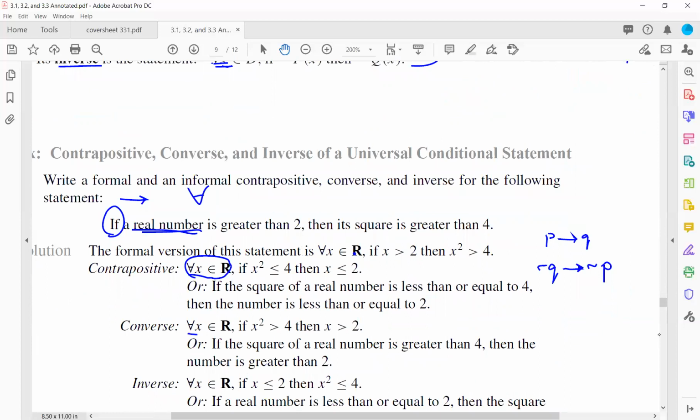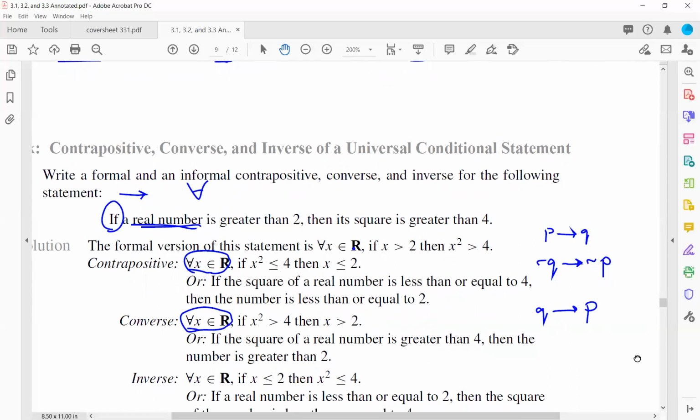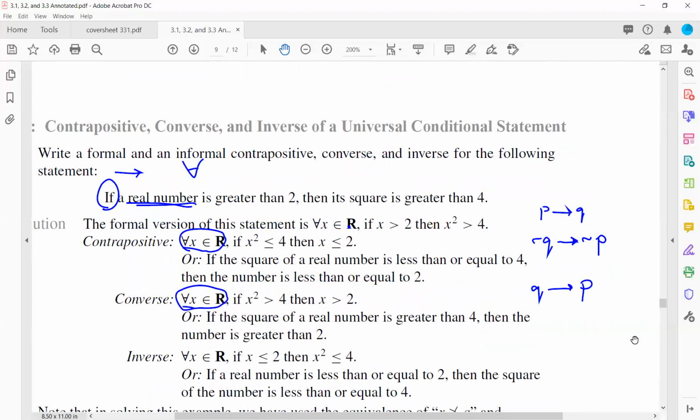For any x in R, again, it's a universal statement. What was your conclusion? X squared greater than 4. Now it is your hypothesis. And your conclusion in the converse is the hypothesis in the original statement. Q, then P. And finally, the inverse: the negation of hypothesis, then the negation of conclusion.